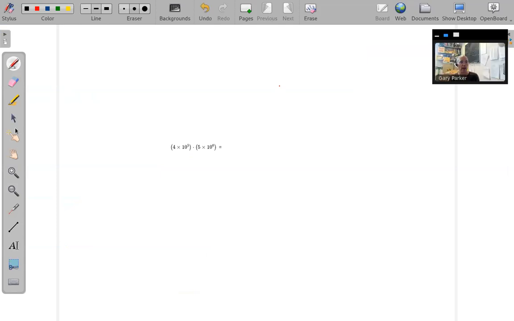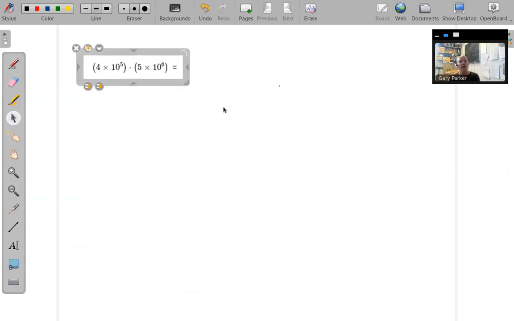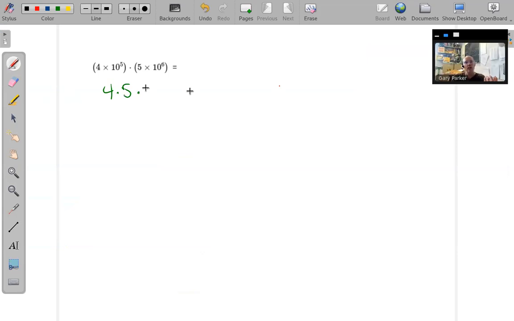So I recopy what I see on the screen on my paper. And here, I just got a whole bunch of multiplications. Multiply, multiply, multiply, multiply. And you can multiply in any order you want. So I could say this is also the same as 4 times 5 times 10 to the 5th times 10 to the 6th. And earlier in this lesson, there was a rule that if you multiply things with the same base, you keep the base and add the powers. 4 times 5 is 20.